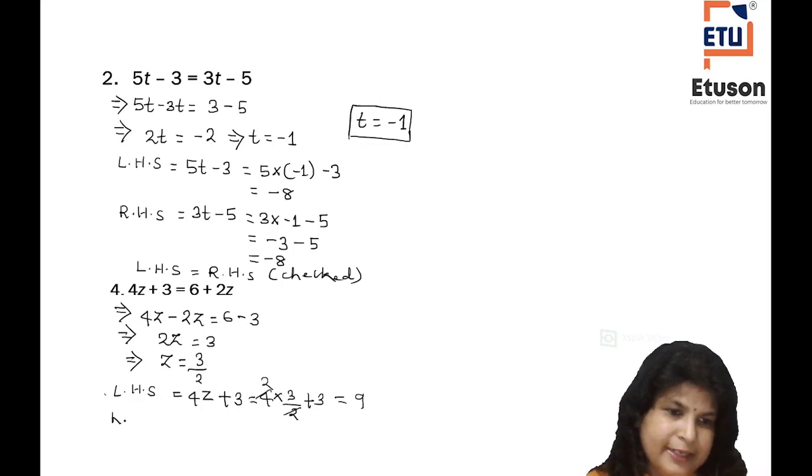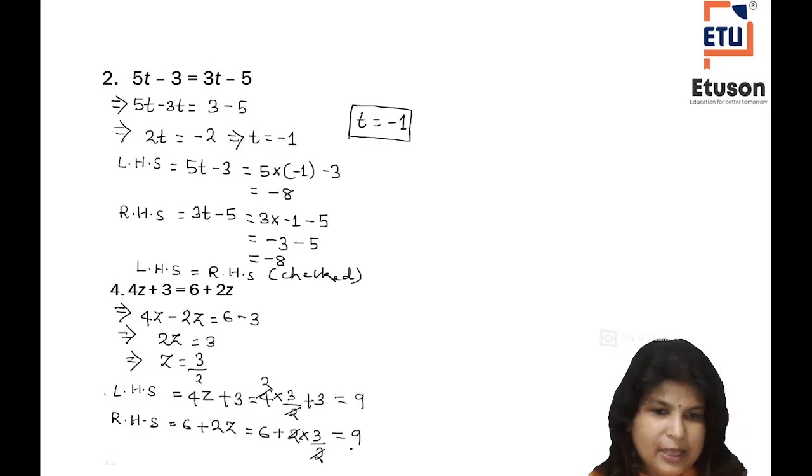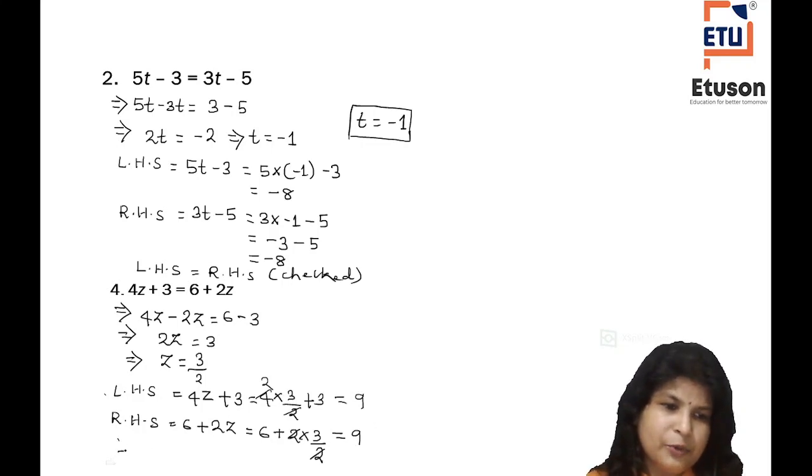What about your right hand side? So right hand side you have 6 plus 2z, correct? So putting z is equal to 3 by 2 here. So plus 2 into 3 by 2. So this 2 and the 2 here get cancelled out and you get 9 here as well. So what you have obtained is left hand side is equal to right hand side.